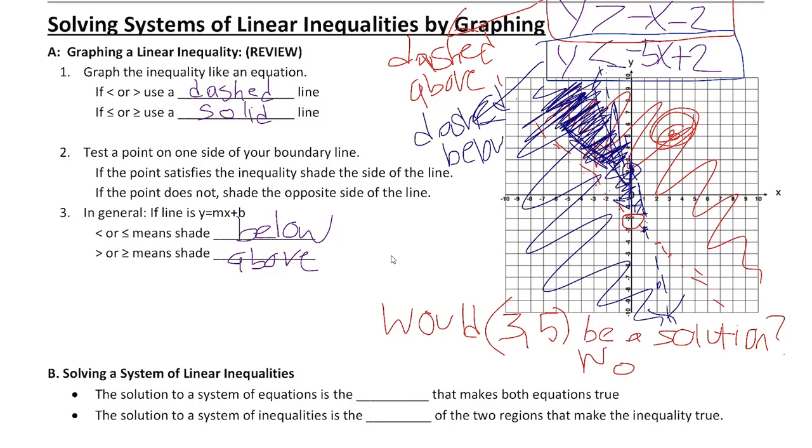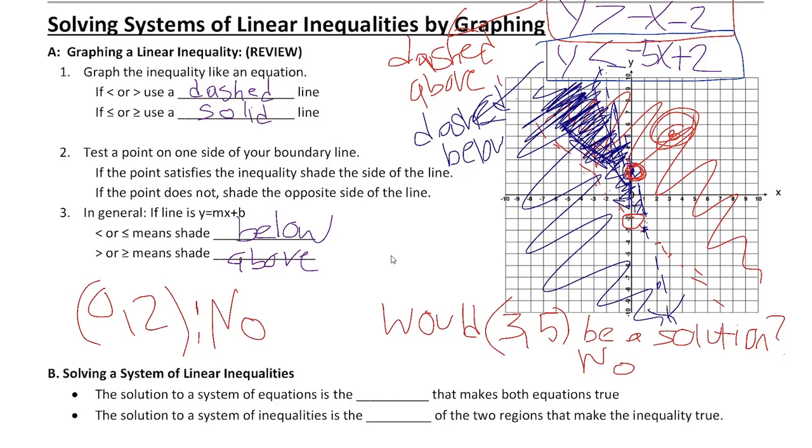For example, if they ask you, would (0, 2) be a solution? See how (0, 2) would be on the dashed line, so that would actually not be a solution as well. So if they ask you whether a point is a solution to your system of inequalities, it either needs to be on a solid line that contains the shaded region, or it needs to be in the middle of the overlapping colors, if that makes sense. So we'll look at that today.